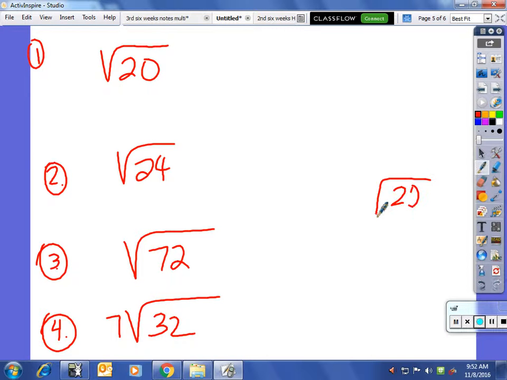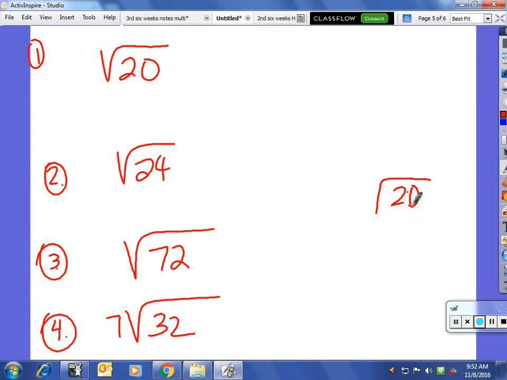So for 20, what's the smallest prime number I can divide 20 by? 2. 2 goes into 20 10 times. Keep dividing by 2 as long as it's even. 2 goes into 10 5 times. 5 is a prime number, so I'm done. 5 goes into 5 one time. So the factors of 20 are 2 times 2 times 5.